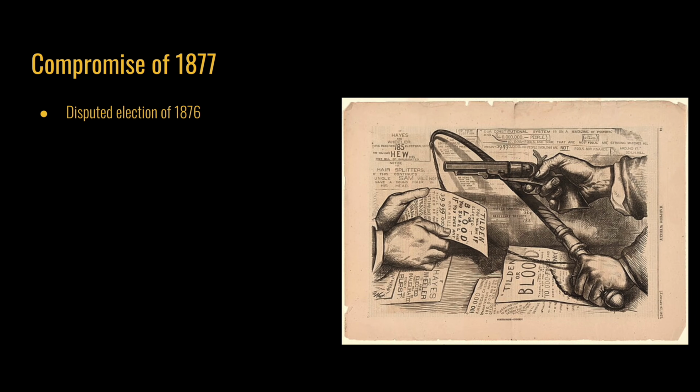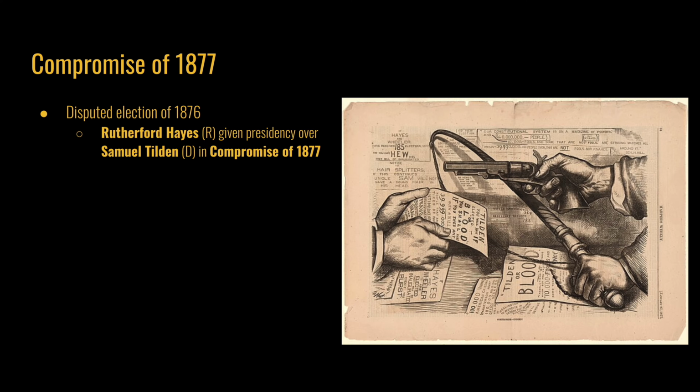Let's start with the defeat of Reconstruction. The official end of Reconstruction is generally understood to be 1877, marked by the Compromise of 1877, which resolved the disputed presidential election of 1876 between Republican Rutherford B. Hayes and Democrat Samuel Tilden.